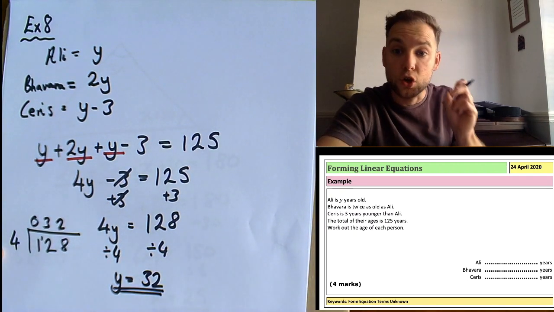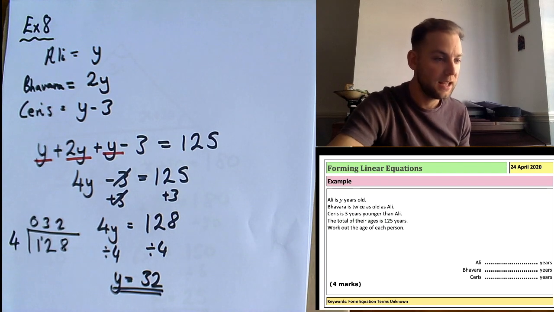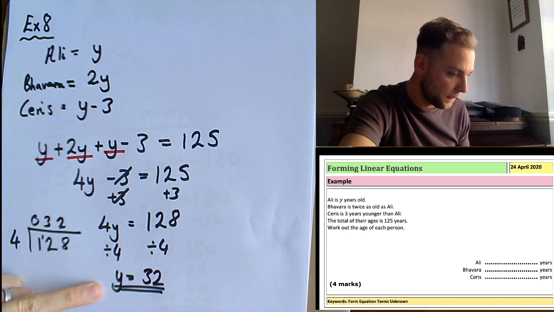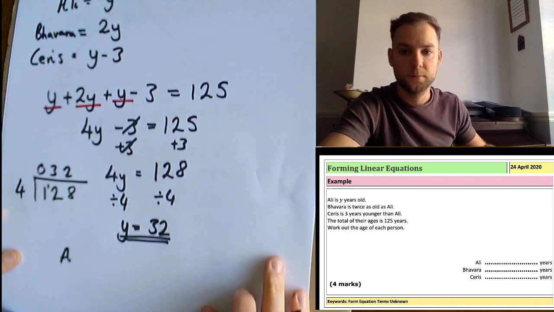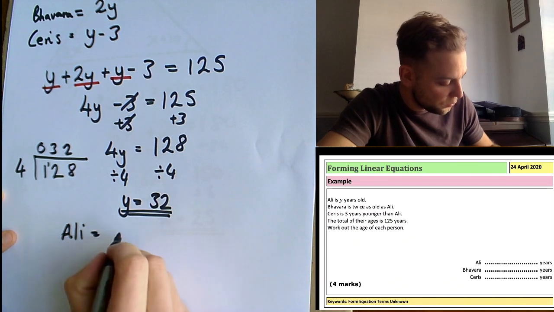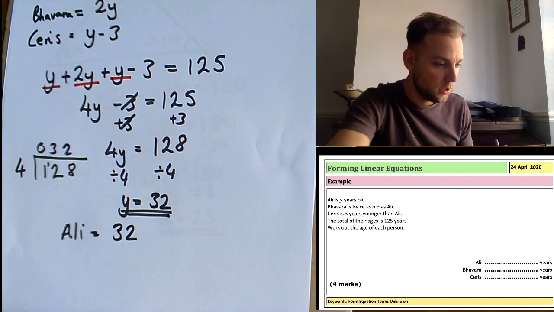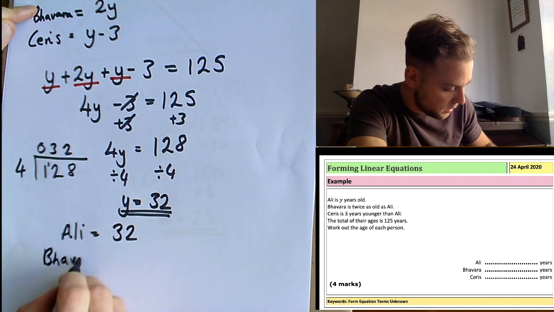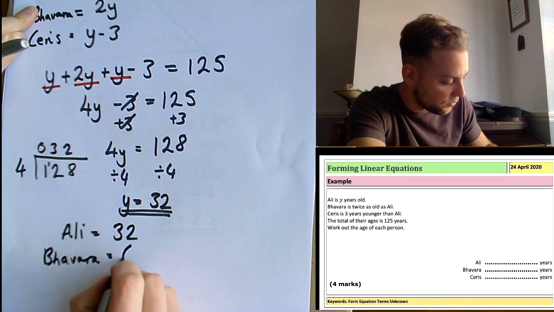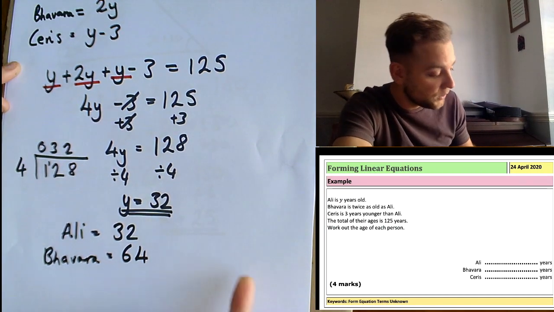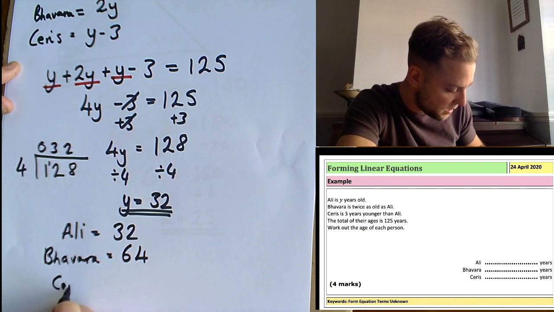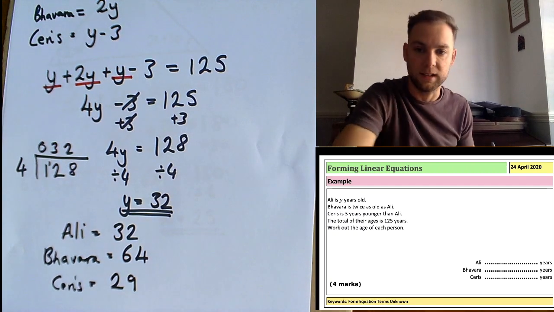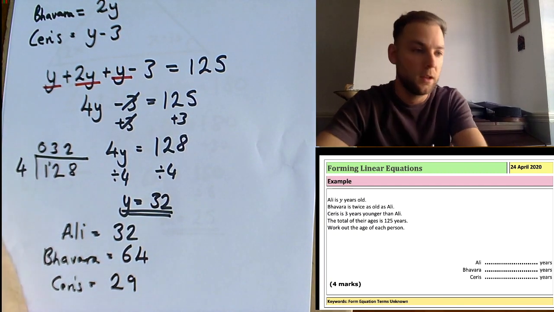Have I finished there? No, I haven't just yet, because it says work out the age of each person. So this is y, which is the age of Ali. So Ali is equal to 32 years old. Bavaria is 2 times that. So 2 times this is equal to 64. And Keris is 3 years younger than Ali. So Keris is equal to 32 take away 3, which is equal to 29. And there's all of those.